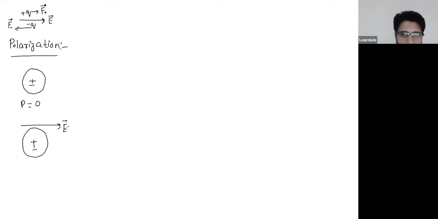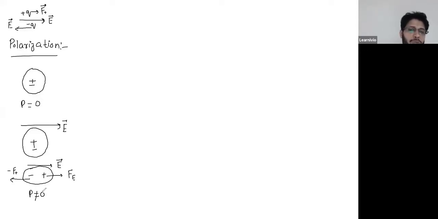If I take a non-polar molecule, meaning a molecule having zero dipole, and place this molecule in some external field, then this electric field will exert force over this molecule. It will exert force over positive as well as negative charge. This field will exert a force Fe on the positive charge and a force minus Fe on the negative charge. Due to this electric force, the positive and negative charge get separated. The molecule develops a non-zero dipole moment. And this phenomenon is known as polarization.